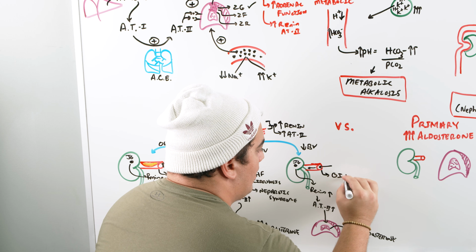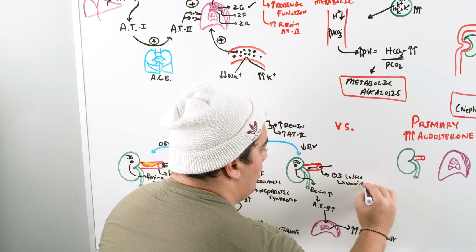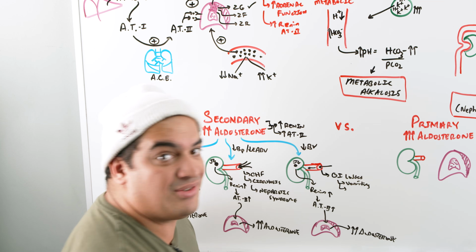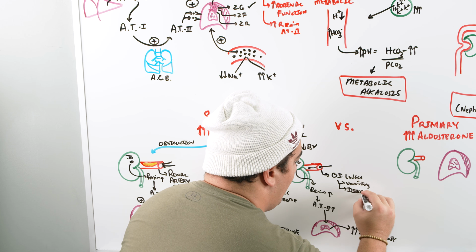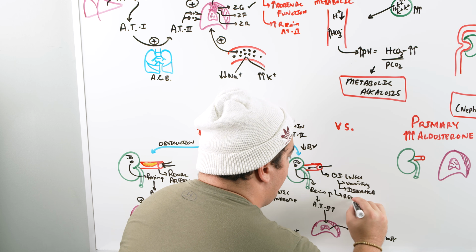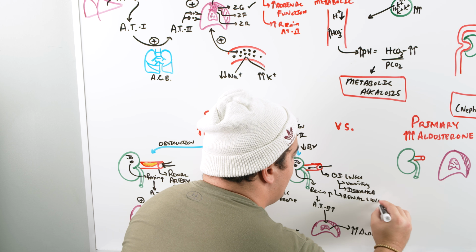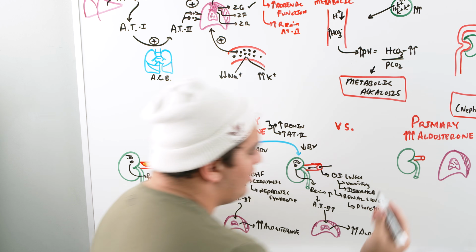This could be GI losses. In other words, they have vomiting. They're just projectile vomiting, like Exorcist-level vomiting, or they've got a tsunami because they have massive diarrhea, right? Or they're losing from renal. So it could be renal losses. One of the more common causes that you see a ton is diuretics. So these are things to think about.